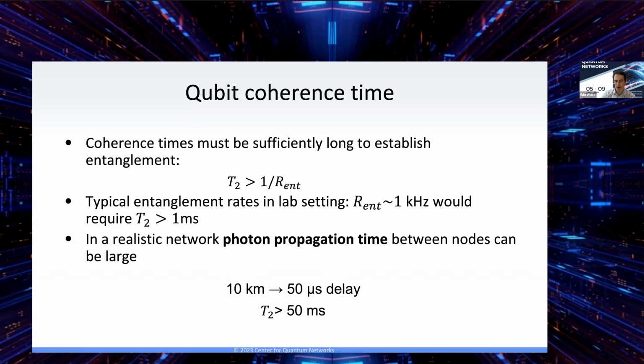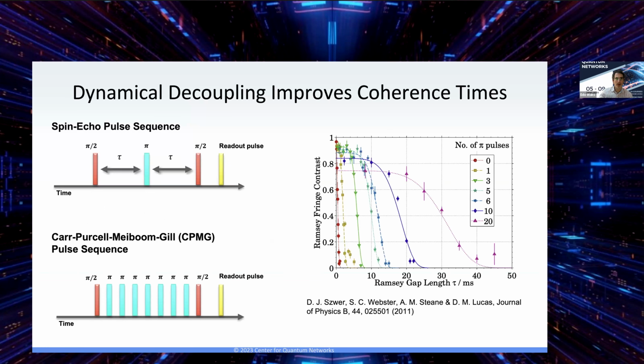That's going to decrease your entanglement rate, and it's going to mean that now your T2 is actually going to have to be greater than 50 milliseconds, not 1 millisecond. So it's quite a huge distance problem. And the longer you space out your nodes, the more coherence time you're going to need. So coherence time is very important. And the shorter your coherence time is, the more limited your quantum network will be in range and in its ability to establish entanglement over all the nodes.